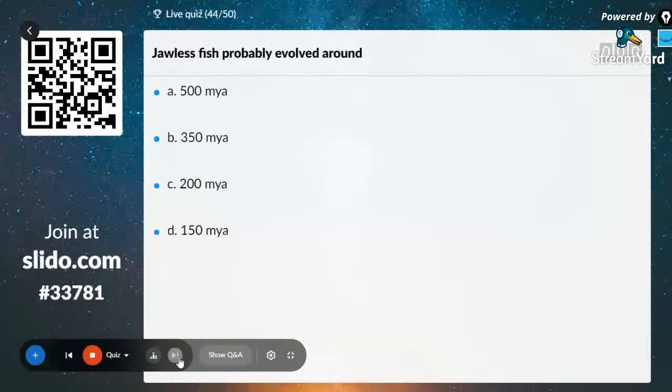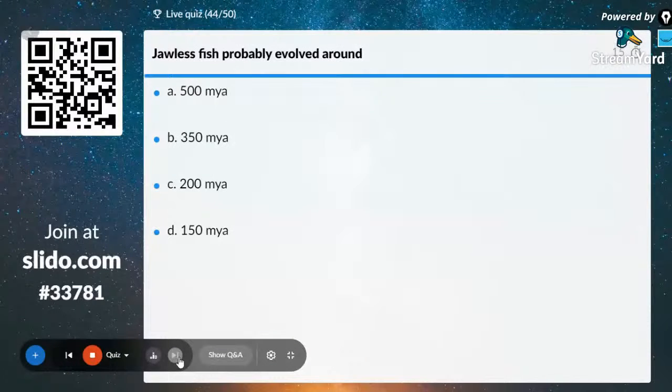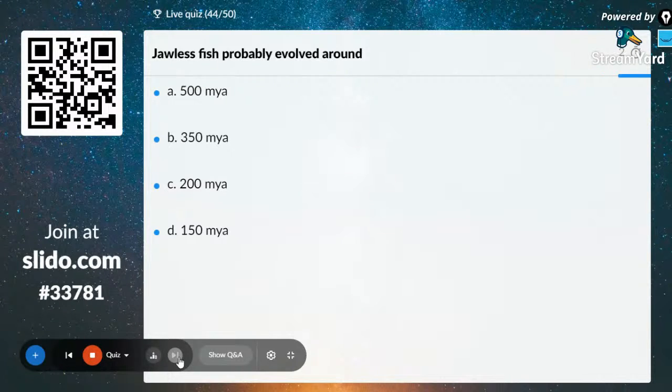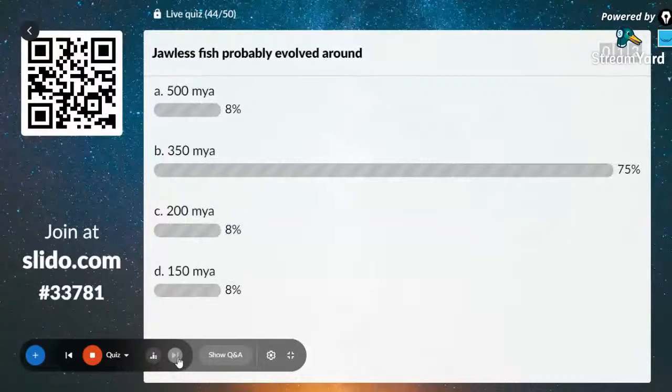Jawless fish probably evolved from 500 million years ago, 350 million years ago, 200 million years ago, 150 million years ago. It is 350 million years ago, jawless fish. Next question on the screen.